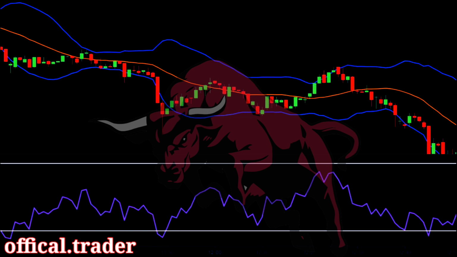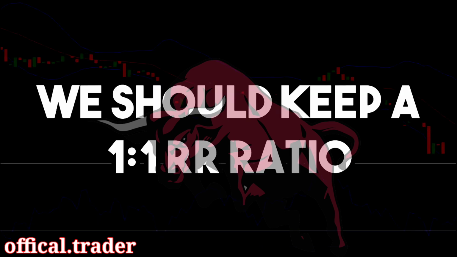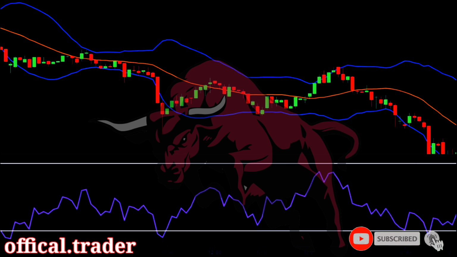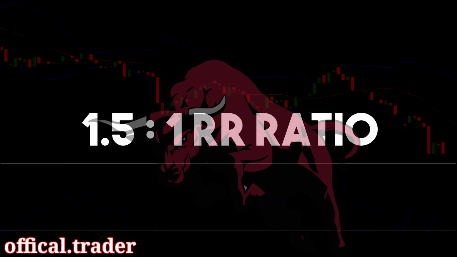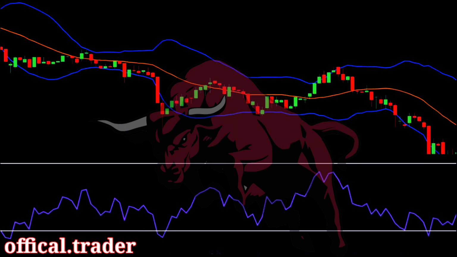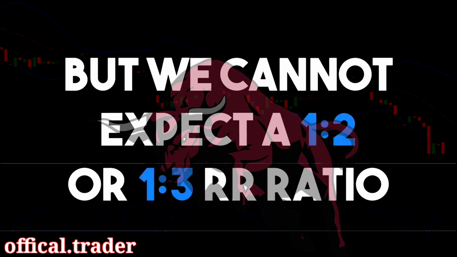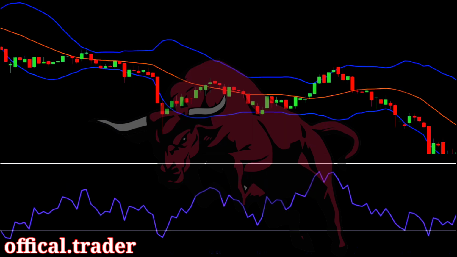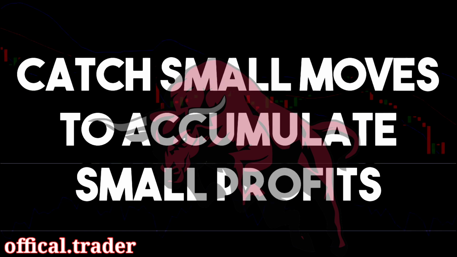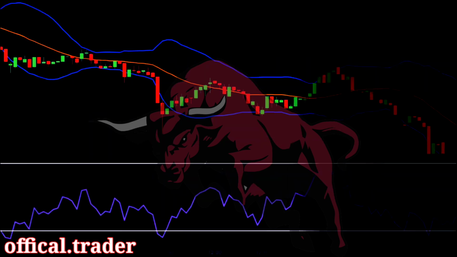The risk-to-reward ratios in scalping are very less. We can keep a minimum of 1:1 RR ratio. At max, we may sometimes find good trades that can give us a 1.5:1 risk-reward ratio. But we cannot expect 1:2 or 1:3 RR ratio. That is unachievable in scalping. The whole point behind scalping is to catch small moves in the market to accumulate small profits.